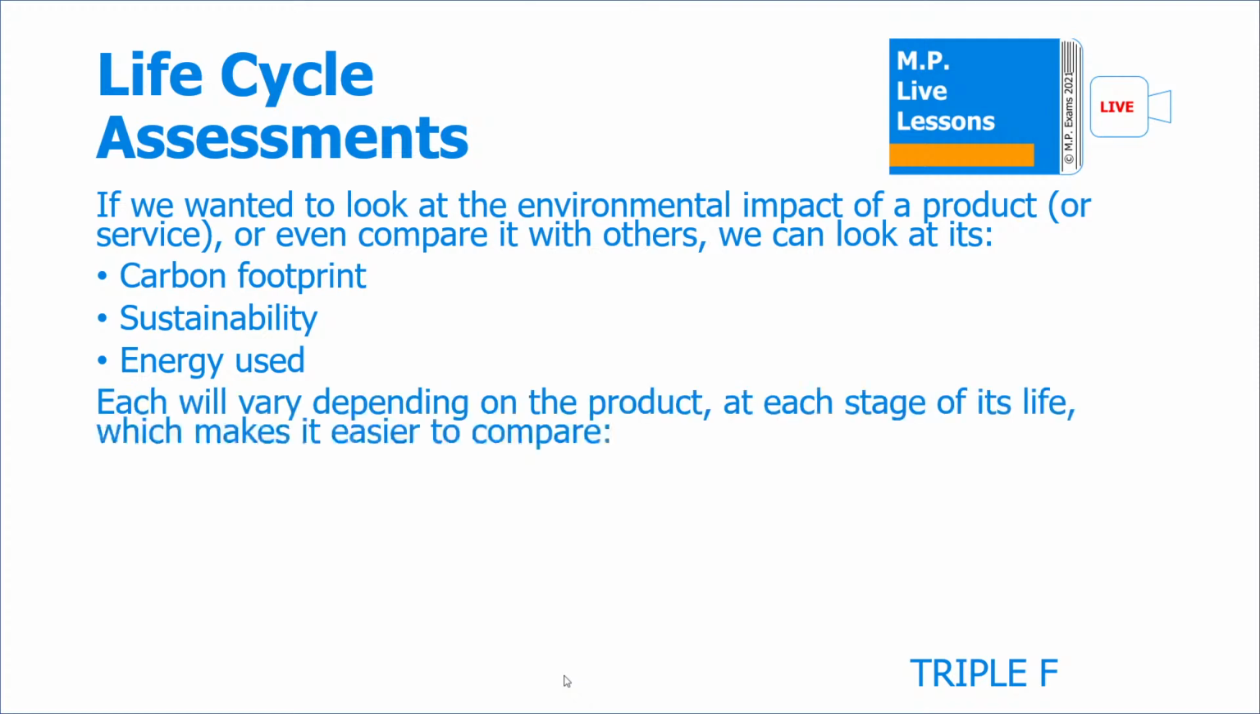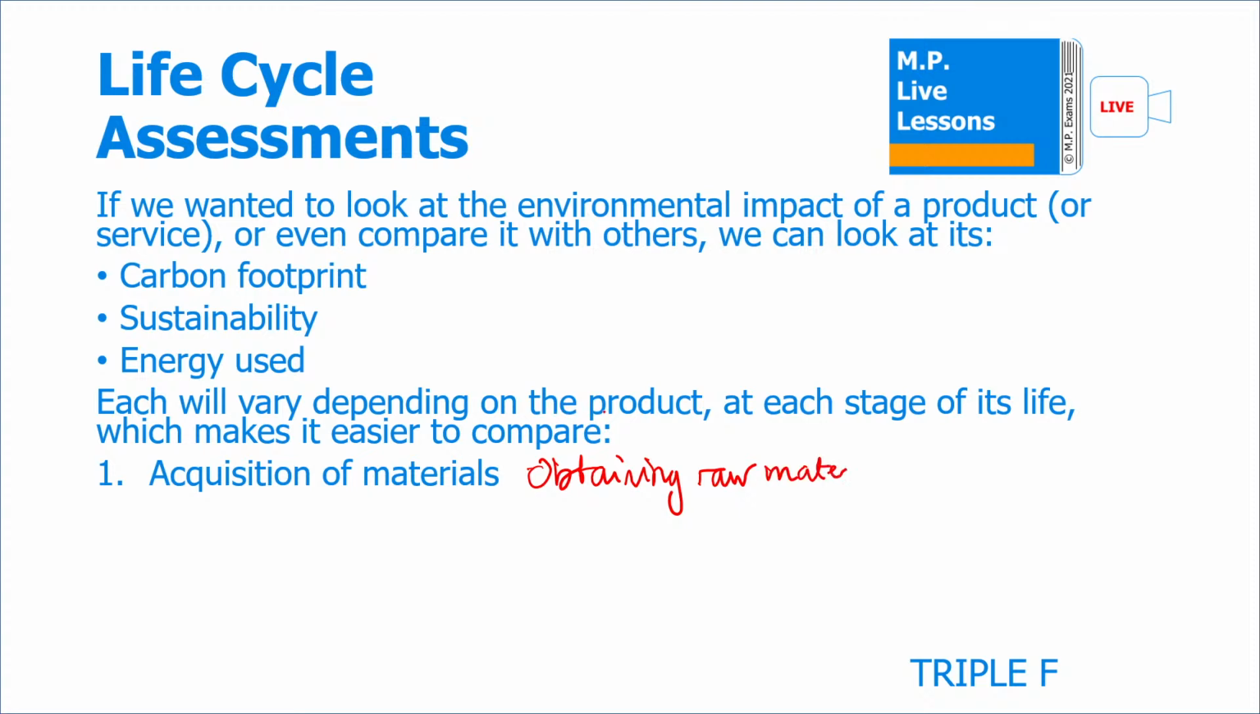Now, each will vary depending on the product at each stage of its life, and it makes it even easier to compare. And you need to know the 4 stages at which they're compared. First, you need to compare at the acquisition of materials, so that's where the materials are obtained. Next is the manufacturing. This looks more at energy.